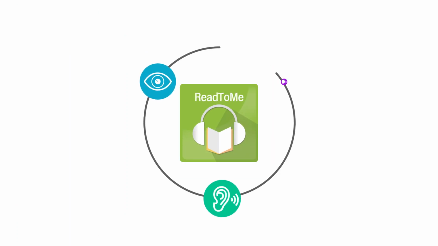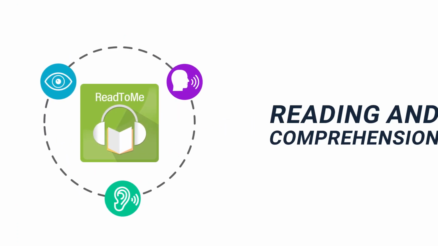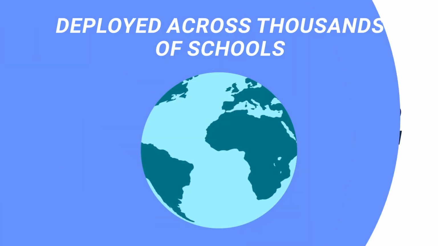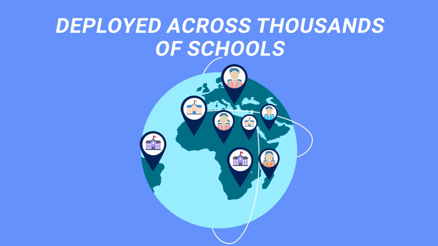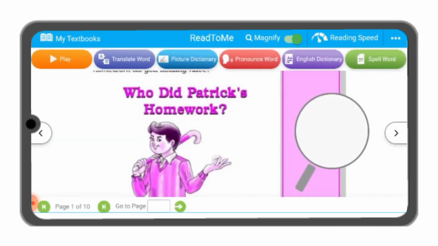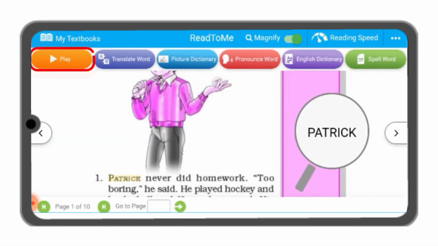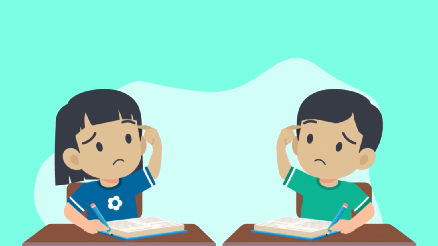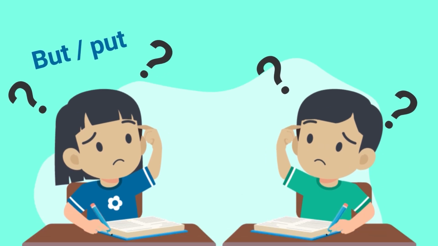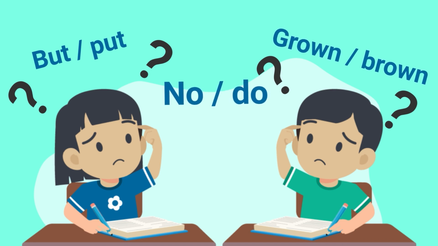ReadToMe is an AI-driven multi-sensory reading and comprehension platform that has been deployed across thousands of schools in India and globally. Learning with ReadToMe enables repeated multi-sensory exposure to words as the software reads out English text on the screen by highlighting each word. This is especially relevant for acquisition of language skills as students are challenged by phonics and decoding.